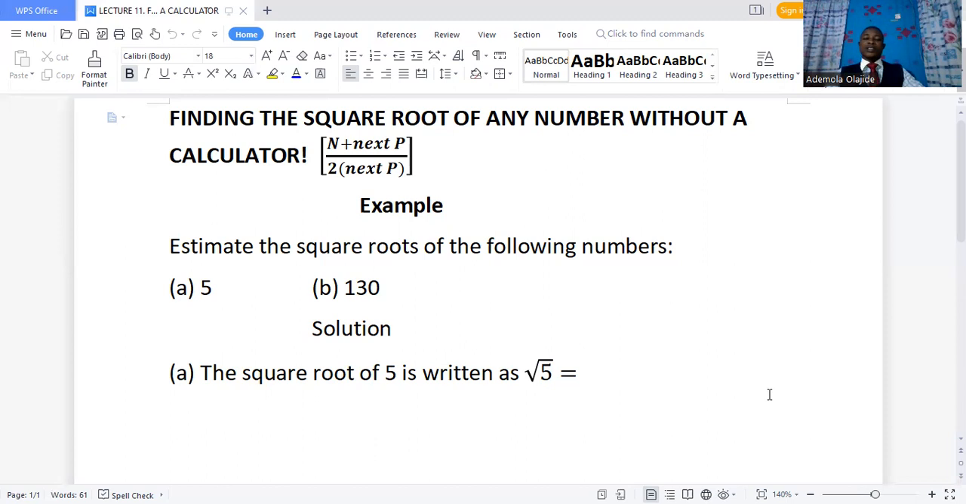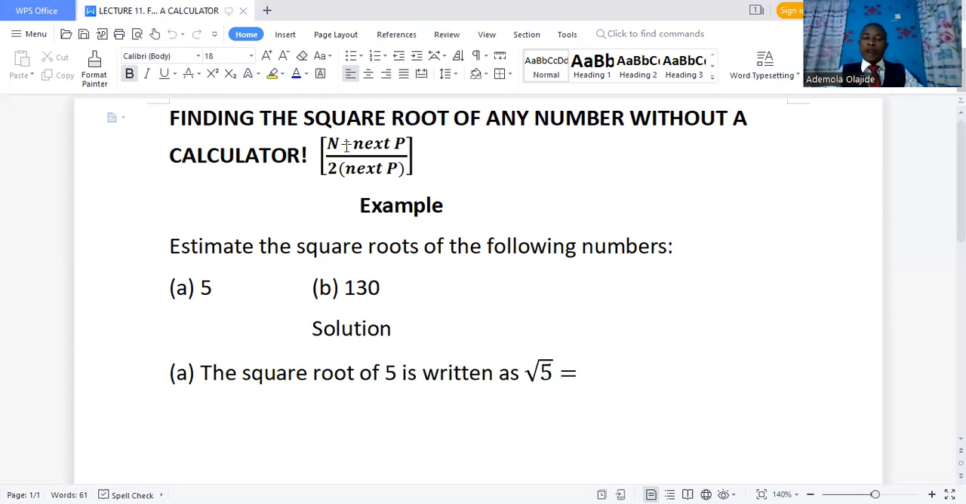So we want to see. We have two examples to look into. The first one is the square root of 5. You know, we write square root of 5 this way. So when you want to find the square root of 5, you use this formula I put here. This n here means the number itself. Like the case here, n is 5.